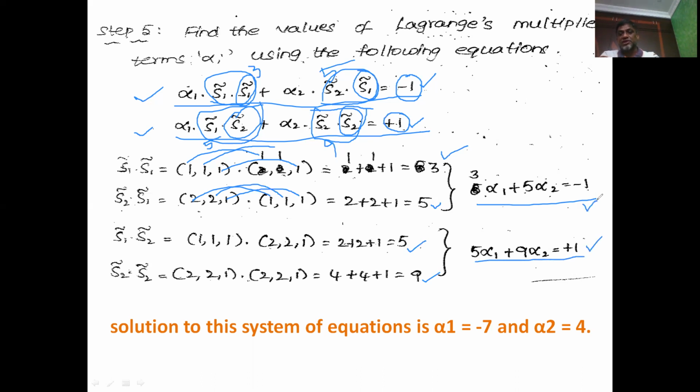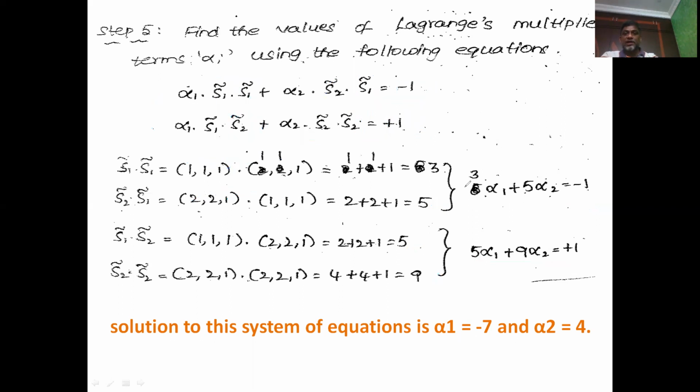So these two equations we got. Now if you solve these two equations, you will get the values of alpha 1 and alpha 2. So try to solve these two equations. You should get alpha 1 is equal to -7 and alpha 2 is equal to 4 as the values after solving these two linear equations. Okay. Right, now we got the Lagrange multiplier terms alpha i also.